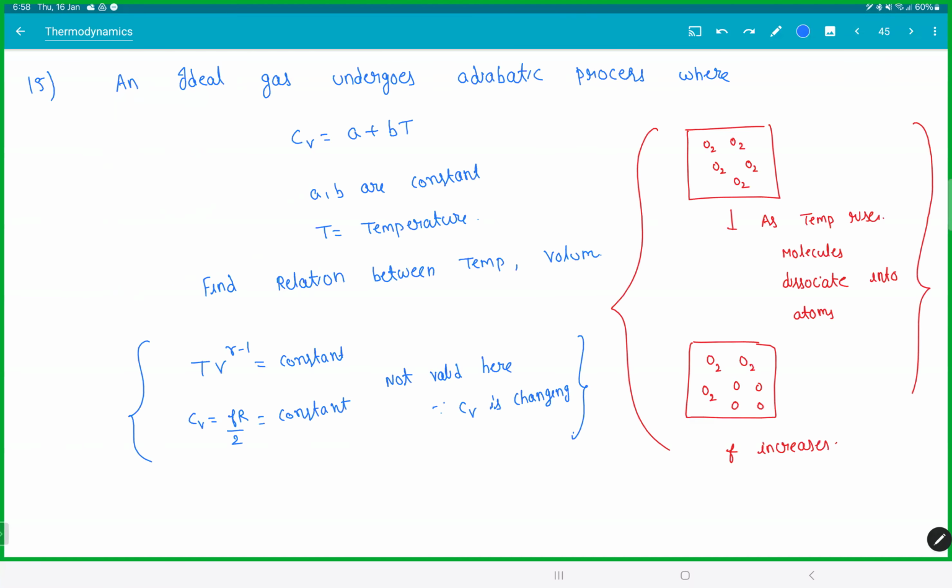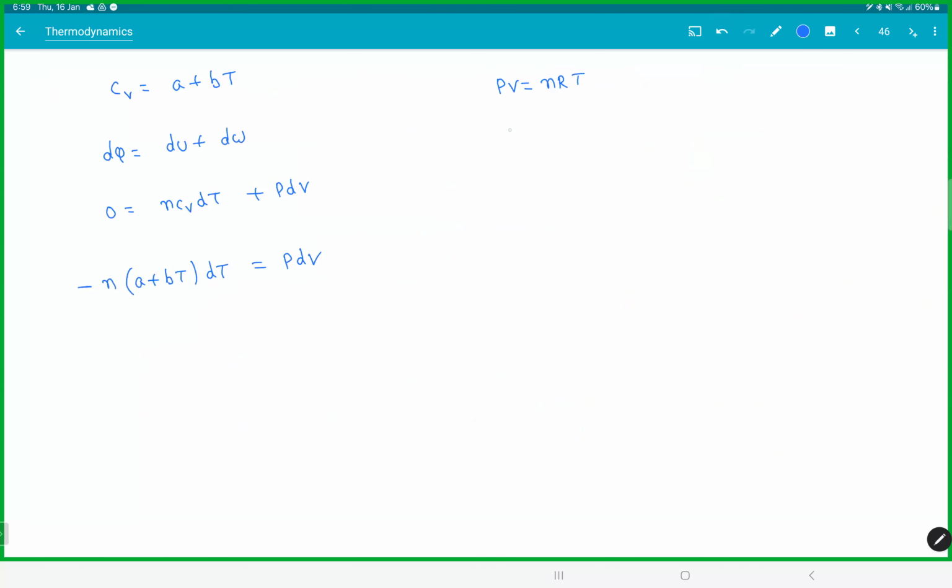I'm asking for the relation between temperature and volume. That is a hint that I don't want pressure, so let's eliminate pressure. P is nRT by V. Substitute here: minus n(A plus BT) dT is nRT dV by V. n goes off. Send T also this side: minus A by T dT minus B dT is equal to R dV by V. Integrate.